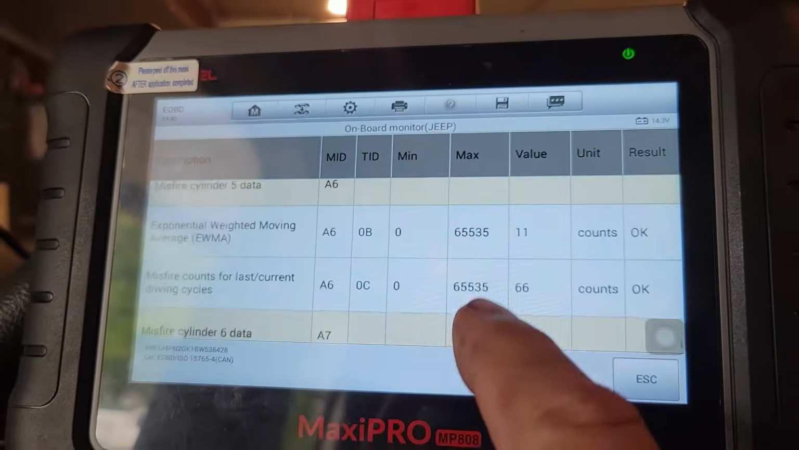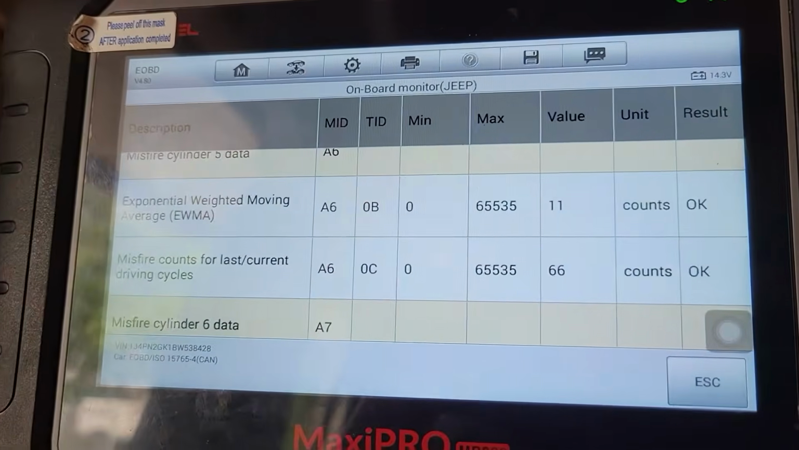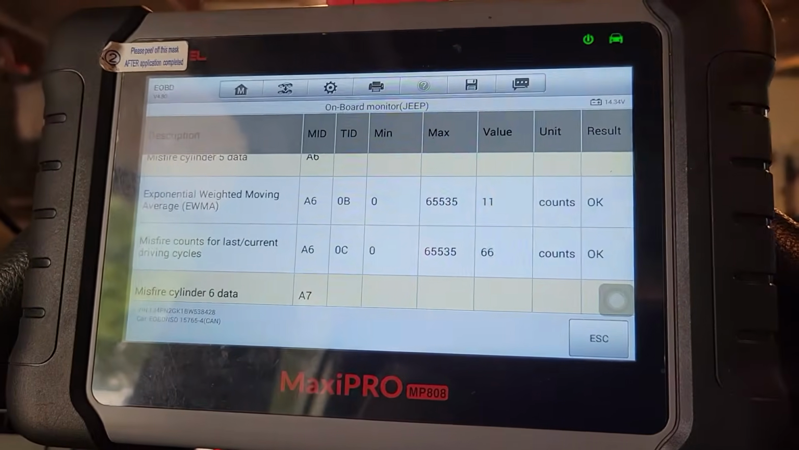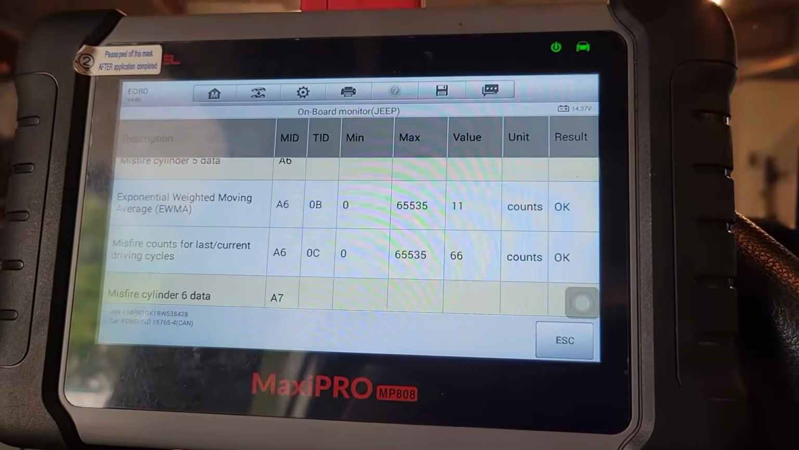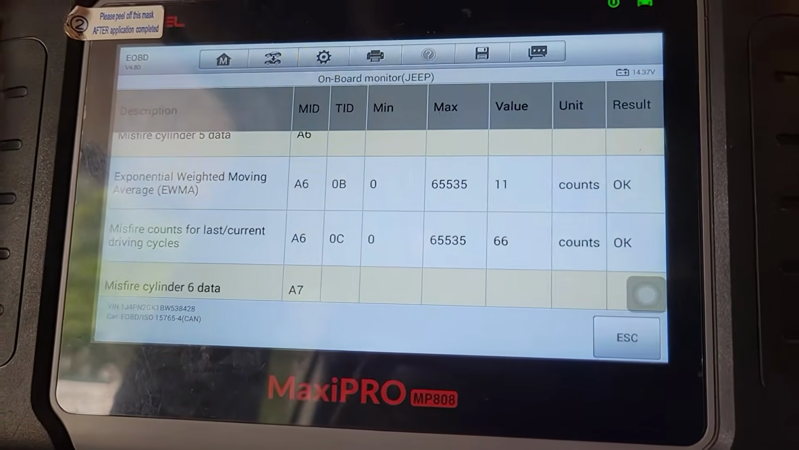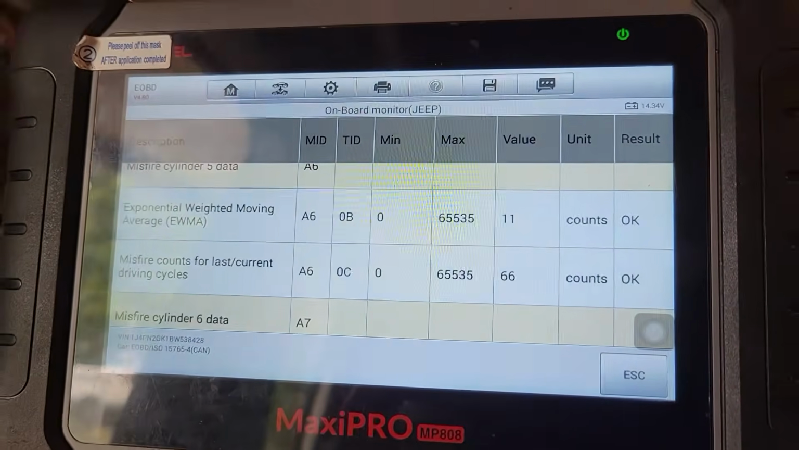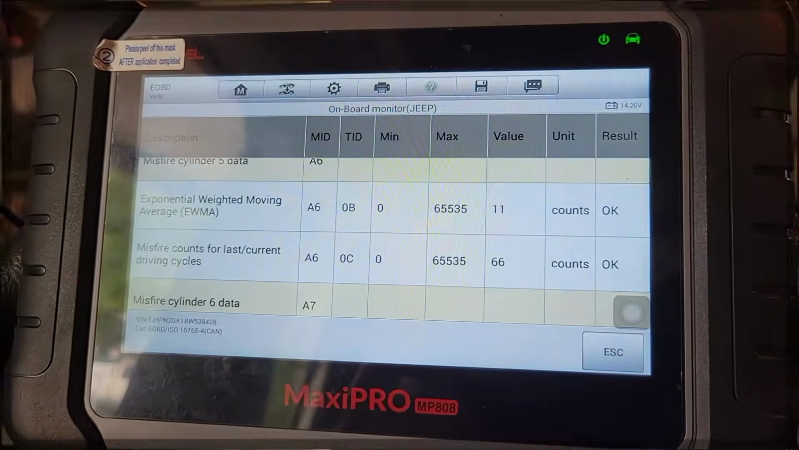But the higher the number, the more priority the computer is giving that cylinder. It's running its diagnostics aimed at that cylinder. The higher the number, the harder it looks.